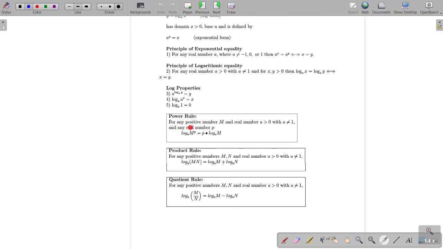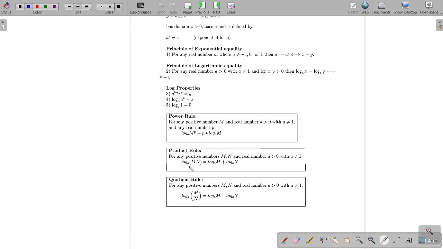Power rule. For any positive number n and real number a greater than 0 with a not equal to 1, and any real number p, if I have log base a of m to the p, that exponent becomes a coefficient. That becomes p times log base a of m.